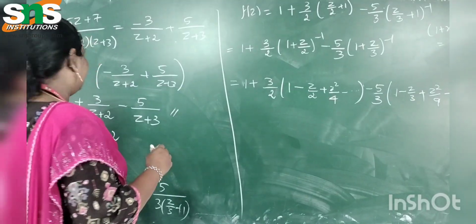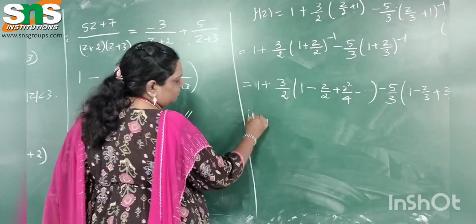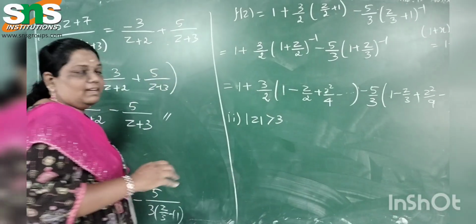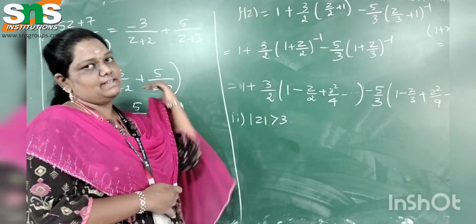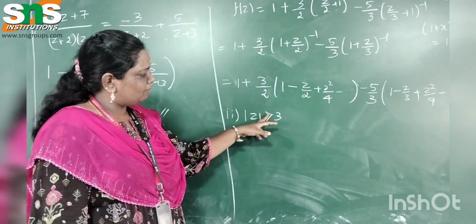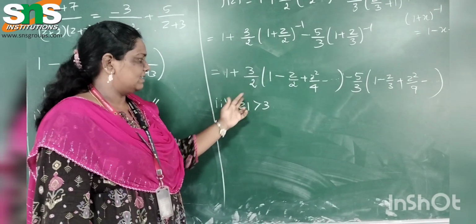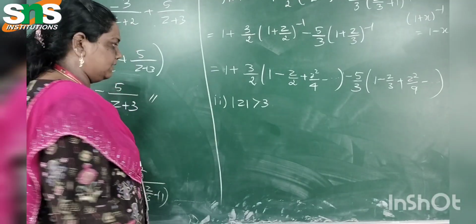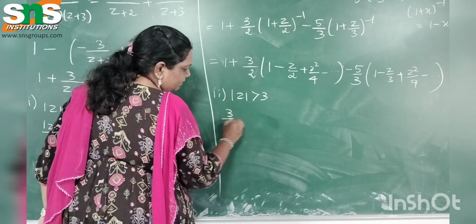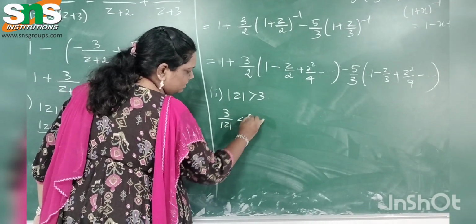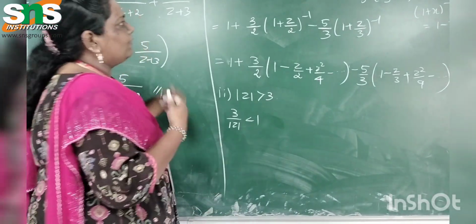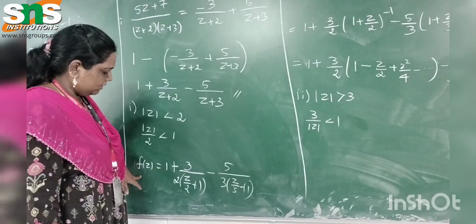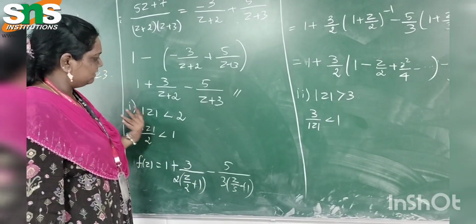Now we are going with the next sum, which is nothing but modulus of z is greater than 3. We know the value modulus of z is always less than 1. So here we are getting modulus of z on the greater than side. So now we are going to divide this function through modulus of z, so we will get 3 divided by modulus of z, which is less than 1. So in the function we are going to take z as a common one.